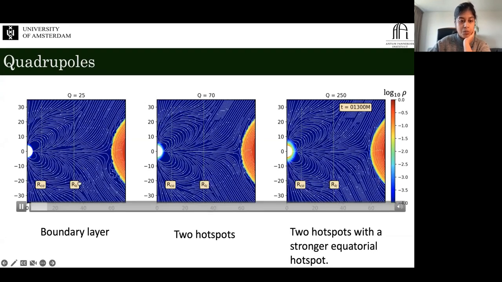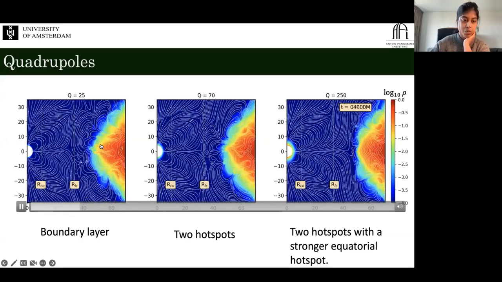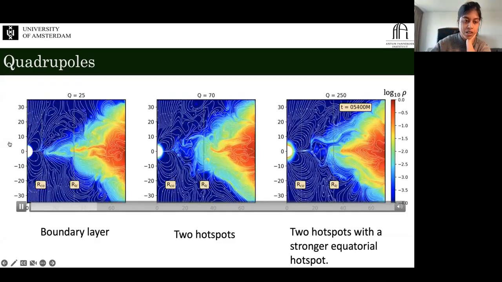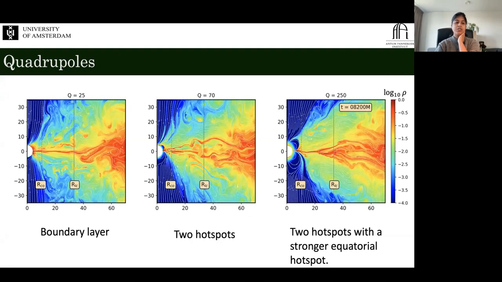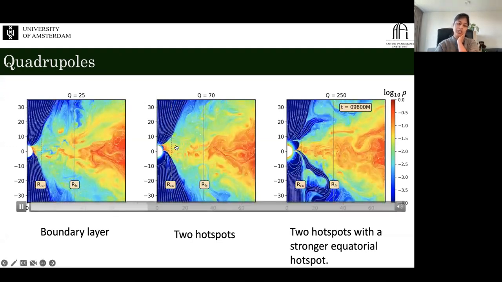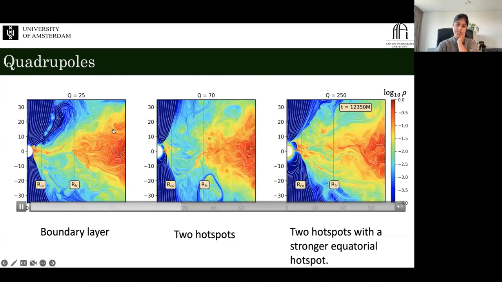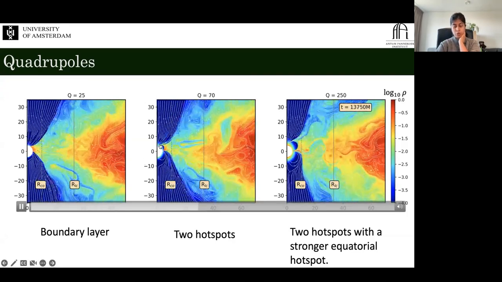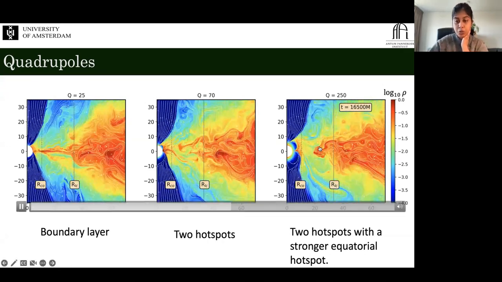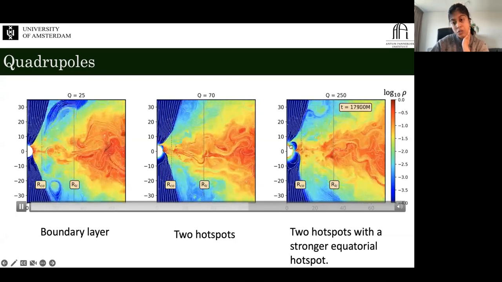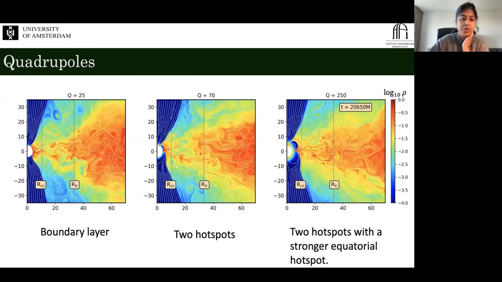For the lowest quadrupolar field strength, you do end up with a boundary layer again. But now the boundary layer is asymmetric, in the sense that it is shifted upwards. Then as you go further up in the stellar magnetic field strength, you end up with two accretion columns, but now one is at the equator and the other is closer towards the pole. And then as you go higher up, you have a really strong equatorial hotspot and a much weaker polar hotspot. Now, why is this asymmetric behavior happening?